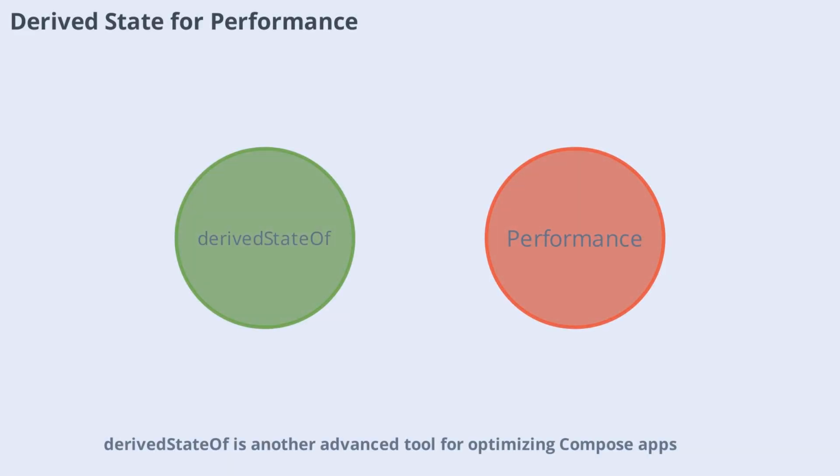derivedStateOf is another advanced tool for optimizing Compose apps. It lets you create derived values that only update when their dependencies change. This reduces unnecessary recompositions and keeps your UI efficient. Senior developers use derivedStateOf for computed values that depend on other state, ensuring performance remains top-notch.